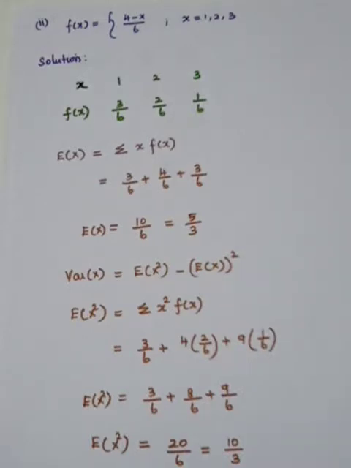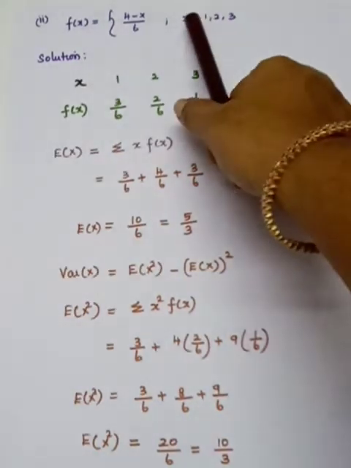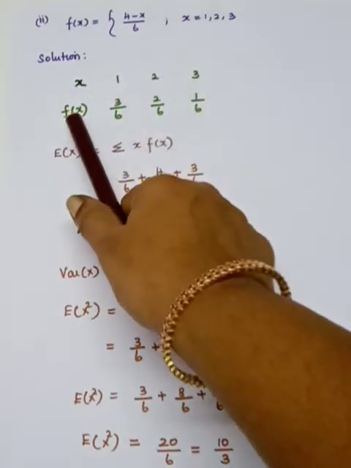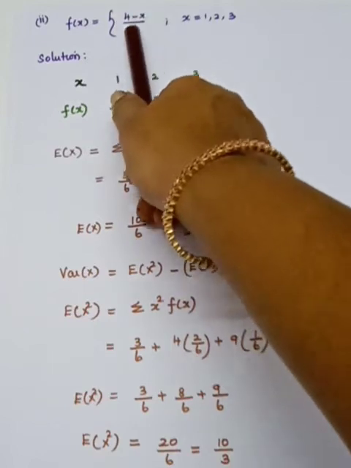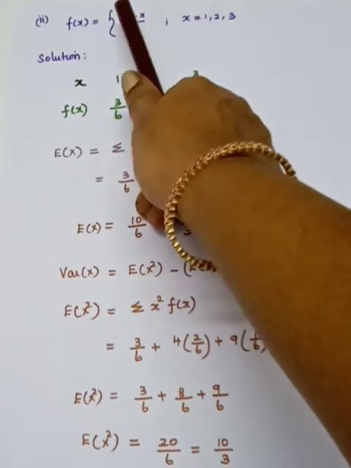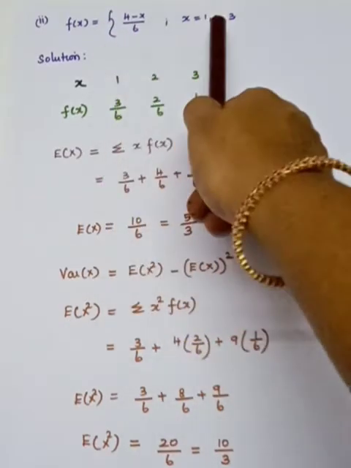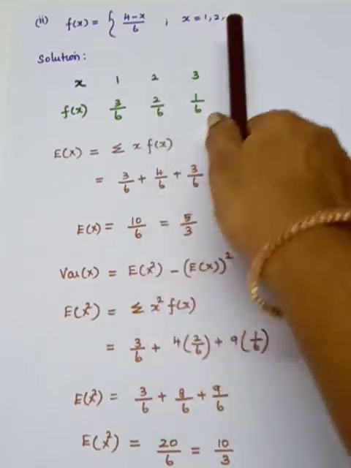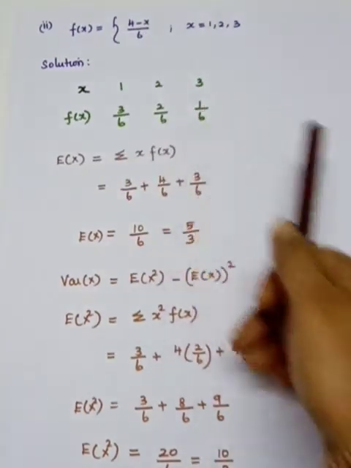Okay, second one, f of x is equal to 4 minus x by 6, where x is equal to 1, 2, 3. So x only 3 values are given. So x is equal to 1, 2, 3 and the probability mass function. So what is it? 4 minus x by 6. Substitute x as 1. 4 minus 1 is what? 3. 3 by 6. X equal to 2. 4 minus 2 is 2. 2 by 6. X equal to 3. That is 4 minus 3 by 6. That is 1 by 6.